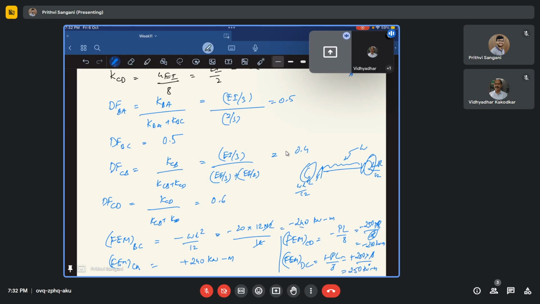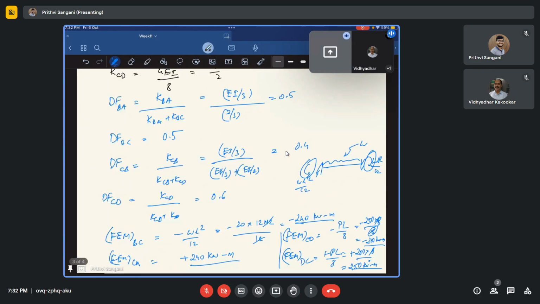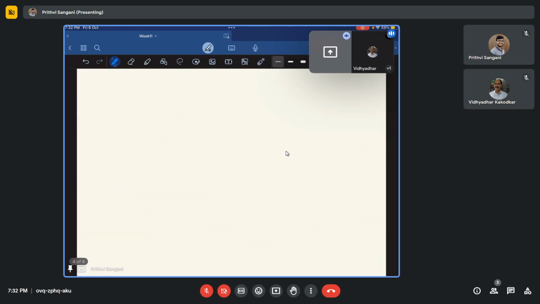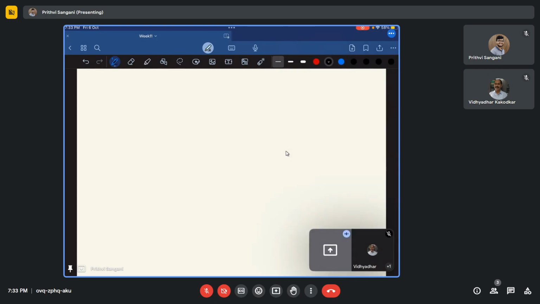Okay. So we have obtained the fixed moments, we have obtained the distribution factors, we also know the carryover factors, and we also know what the support conditions are. So now I think we are ready to start solving using the moment distribution method. So again, we have different types of formats. I just use a simple format. We'll start with the joints. So what are the joints?